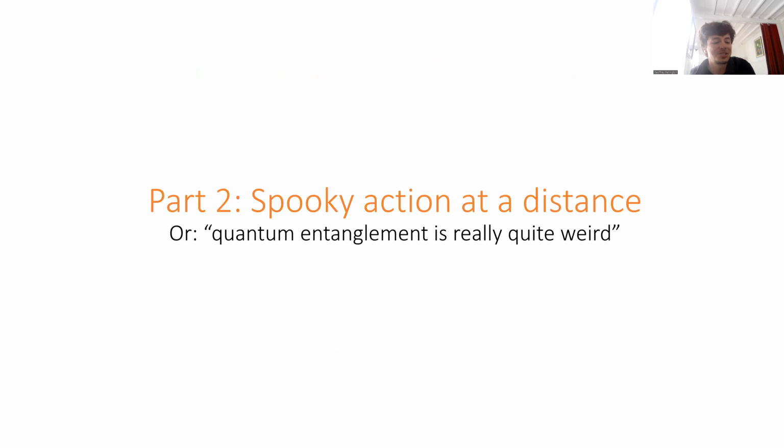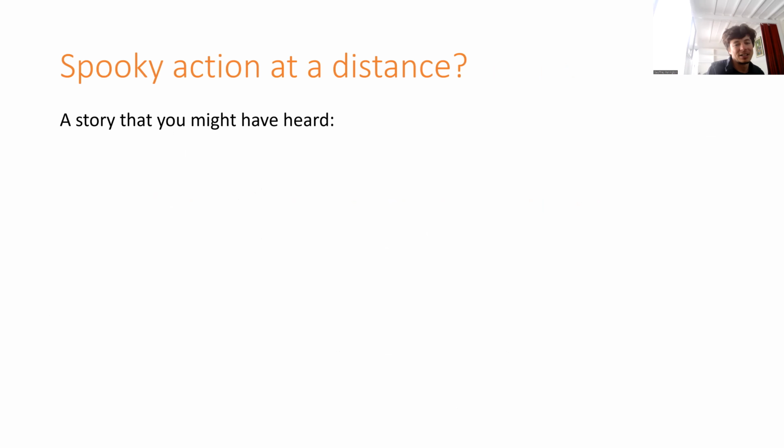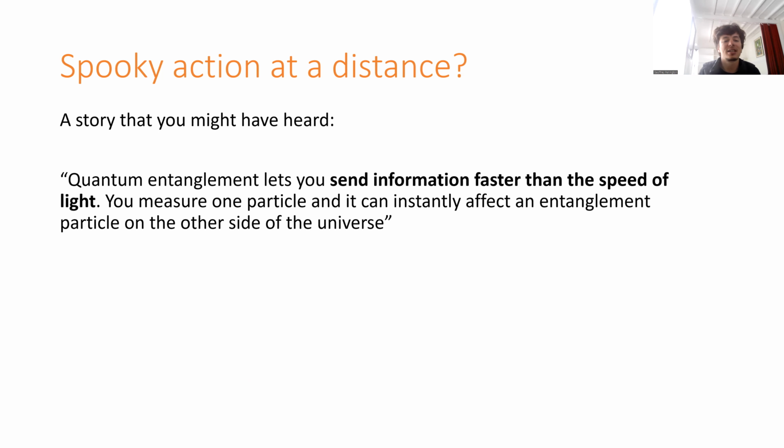Okay, let's do some quantum mechanics. There's a famous thing in quantum mechanics that you might have heard of, people call spooky action at a distance. Some Einstein quote originally, and it's often quoted in media articles about quantum mechanics. But there's this thing called quantum entanglement that involves information traveling faster than the speed of light.